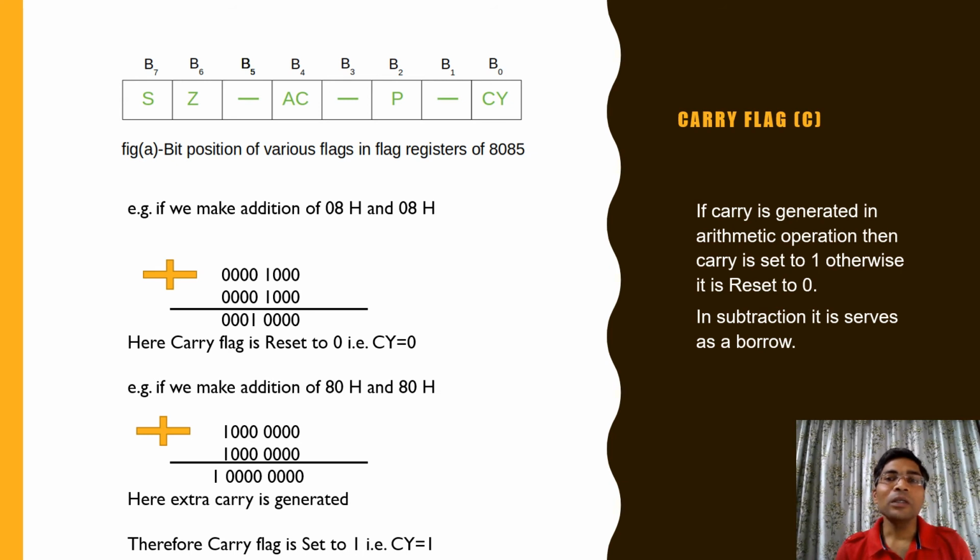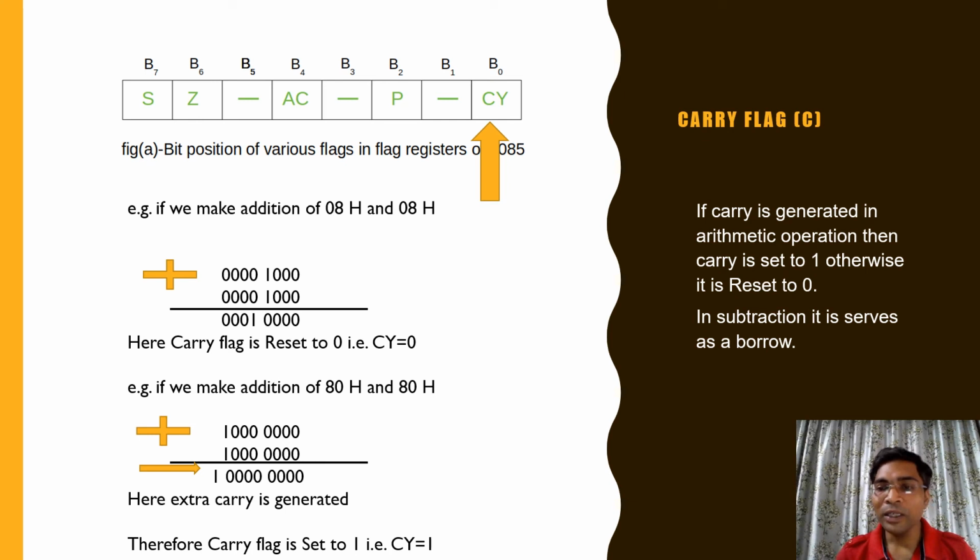Now here they have given the carry flag. The carry flag is at the B0 position, that is the first position. Before going to the example, the carry flag is used to indicate a carry. Whenever we are doing operations, whether addition or subtraction, if an extra carry is generated, that carry is indicated by using the carry flag. So if the carry flag is set to 1, then we can say that an extra carry is generated. And if the carry flag is reset to 0, then a carry is not generated.